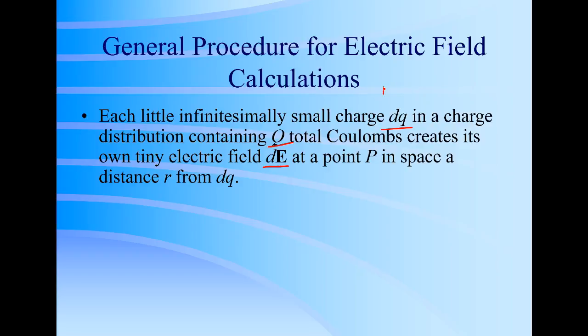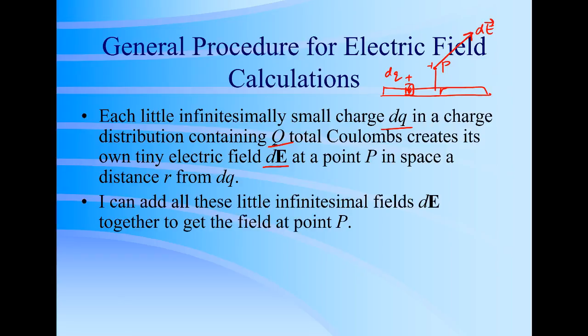For example, if I have a rod, I have a point P right here, which is a distance r away from the rod, and I have a chunk right here, dq, it will create, assuming it's positive, a field dE, which goes like this at point P. Remember, it's a positive charge, so if I put a positive test charge, it'll be going away. So what we can do is we can add these fields dE together to get the total field at point P.